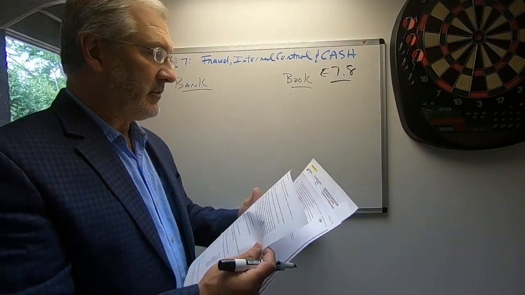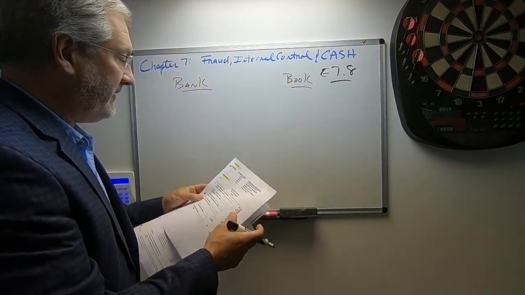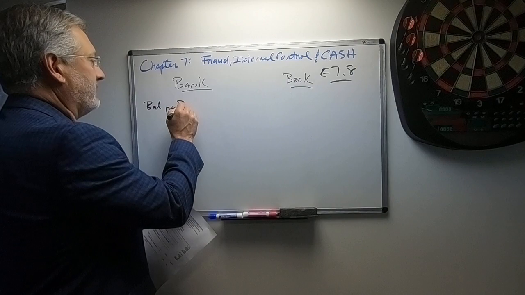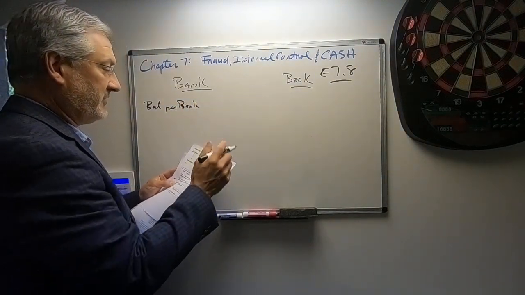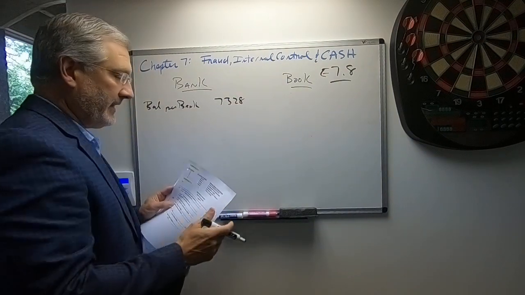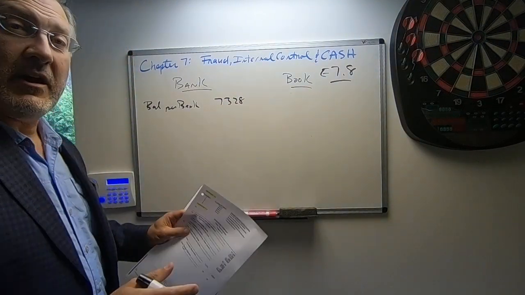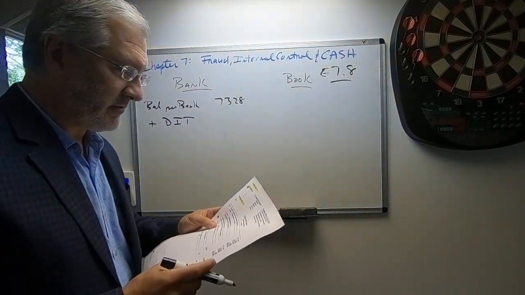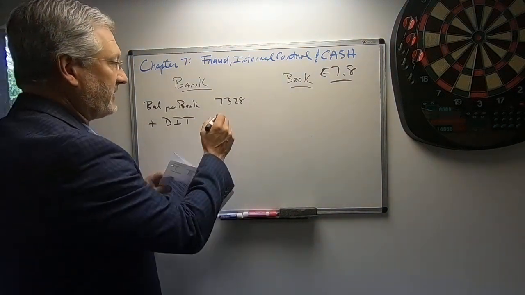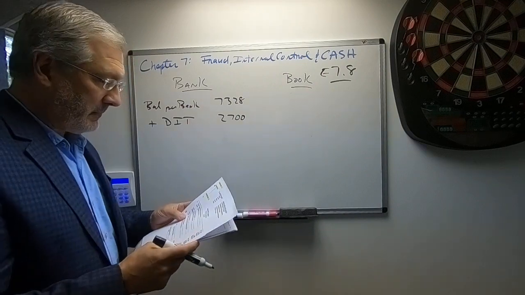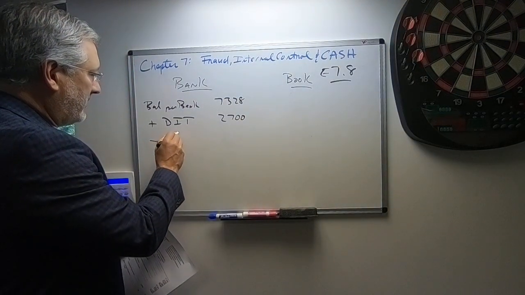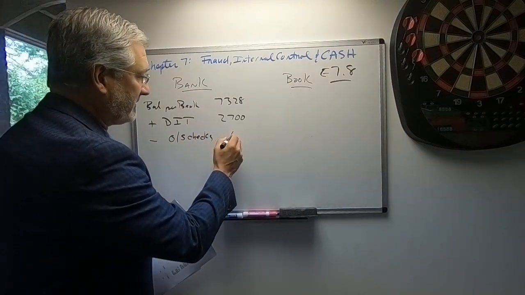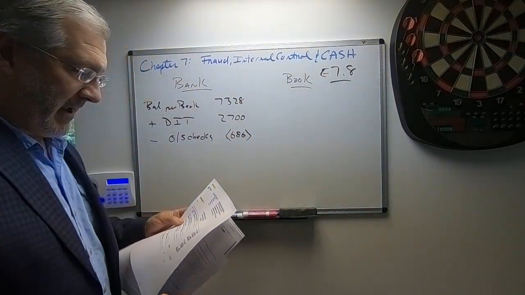So let's take a look at this. On the bank side, we're going to have balance per bank from the bank statement. And they said that balance is $73.28. And then we're always going to add deposits in transit, DIT. And they said that number was $2,700. And we are going to subtract outstanding checks. They said that amount was $686. Going to subtract that.